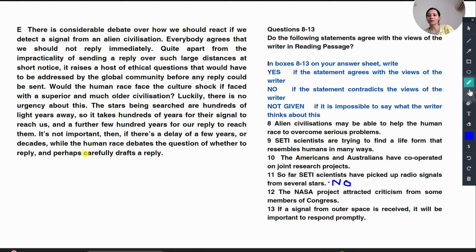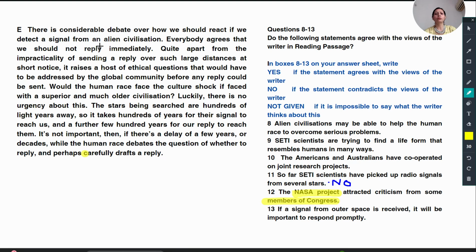So now next one is 12th. The NASA project attracted criticism from some of the members of Congress. Okay, the NASA project we will just find in next paragraph. In D paragraph we got this 11th also, and in 12th we will try to find NASA and whether NASA had attracted criticism from political members, members of Congress, means government or political thing, then it is yes. And if they have not attracted any criticism, they have attracted welcoming response, then no. And if they are not talking about any NASA project attracting criticism from members of Congress, then not given.